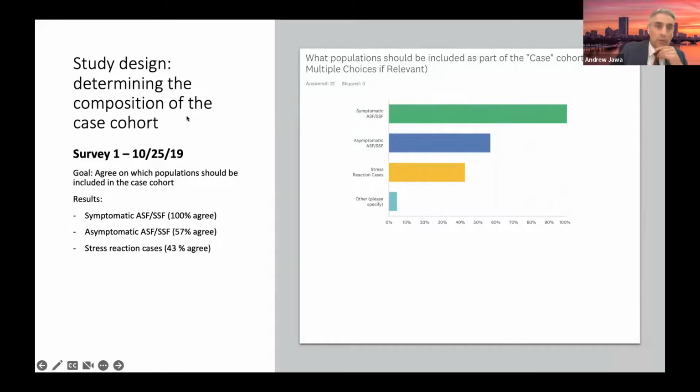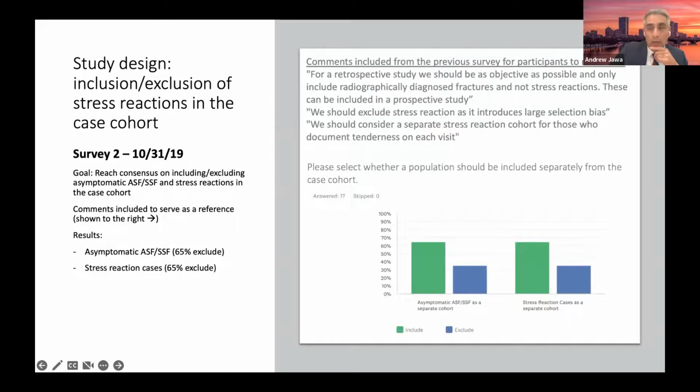Okay, so you'll see survey 1, October 25th, 2019. Survey 2, we had comments that were put in. A number of comments were put in. We should exclude stress reaction as it introduces large selection bias. We should consider a separate stress reaction cohort for those who document tenderness. And one person said we should essentially get rid of it. So then the question was, can we make this a separate cohort and exclude it from the case? And we got 65% agreement on that, but not the 80% that we wanted.